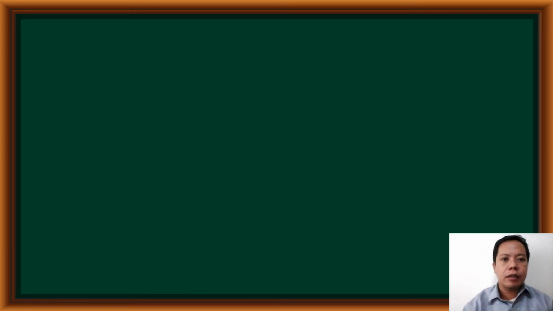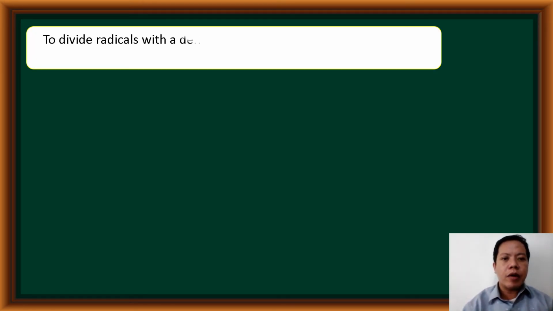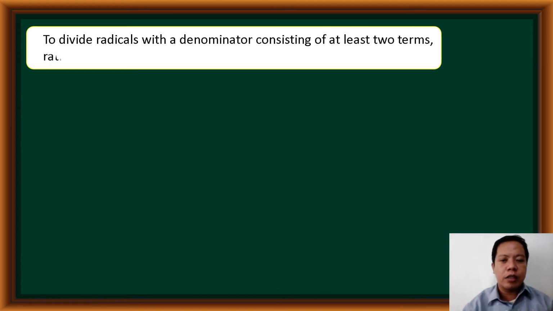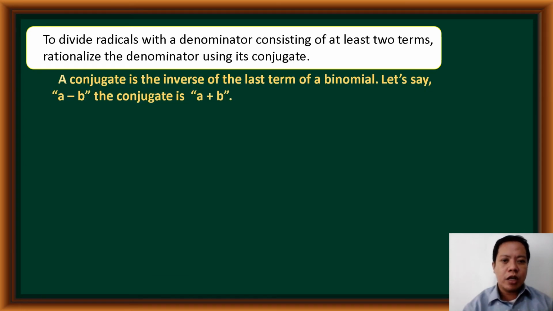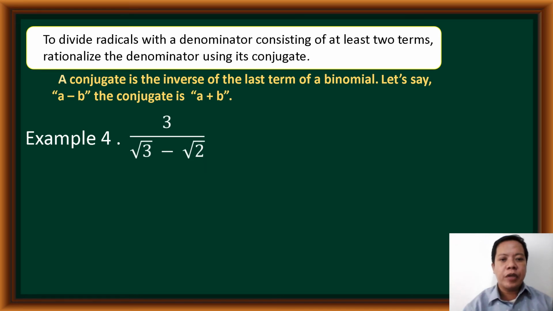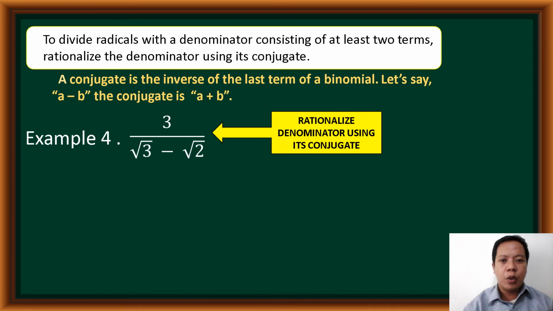Okay, next. To divide radicals with the denominator consisting of at least 2 terms, rationalize the denominator using its conjugate. A conjugate is the inverse of the last term of a binomial. Let's say a minus b, the conjugate is a plus b. Example number 4, 3 over square root of 3 minus square root of 2. Okay, rationalize the denominator using its conjugate.